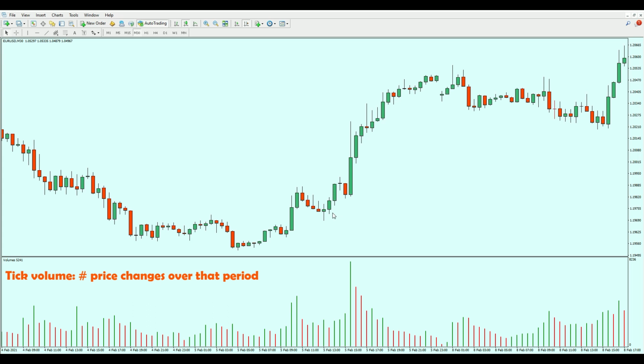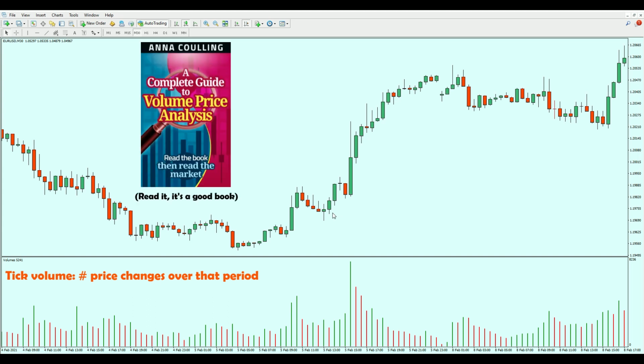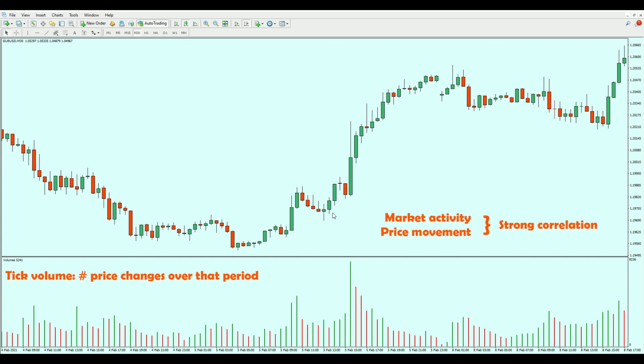Is tick volume a good substitute for actual trading volume? Prominent authors such as Anna Coulling, who is a strong proponent of volume price analysis, certainly believe so. It makes sense to expect a strong correlation between market activity and price movement. Here we have the January 2021 US non-farm payroll release. Notice the sharp increase in tick volume immediately before and after the release.